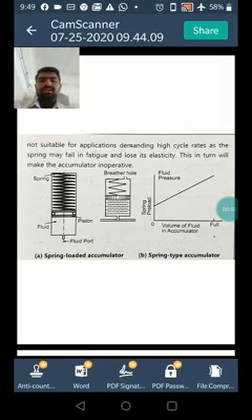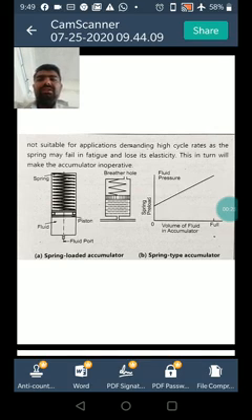Hi friends, now we see the next point, spring loaded accumulator. You see the working; these are the two diagrams: first, spring loaded accumulator and spring type accumulator. In that, first we see that it is simpler to a dead weight type, except that the piston is preloaded with the spring compressed.